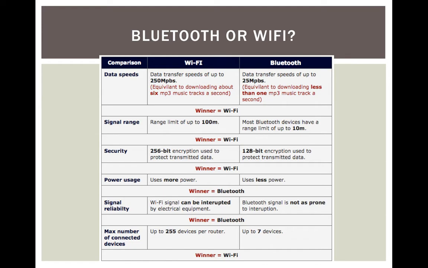But for the maximum number of devices to be connected, you can connect up to 255 devices per router using Wi-Fi, whereas you can only connect up to 7 devices using Bluetooth. So for the size of the organisation, it's quite often Wi-Fi. And these reasons are why the personal area network, the PAN, quite often uses Bluetooth, because you don't need more than 7 devices if it's just you.